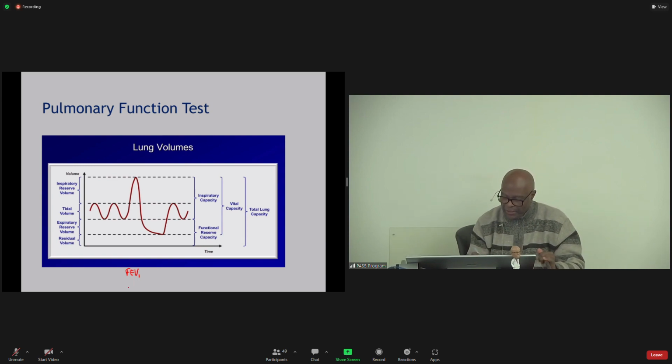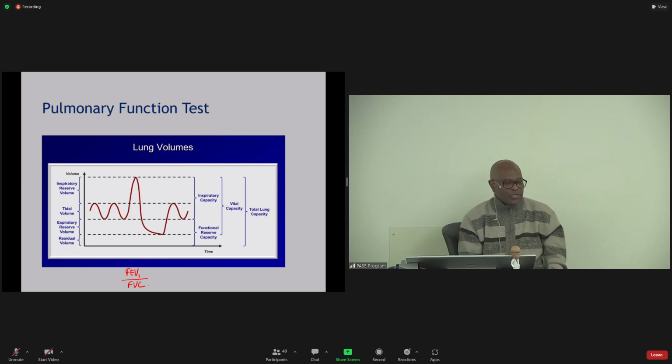Next one, forced vital capacity. It's all the air you can exhale if I give you all the time in the world. They just say you blow out into a tube. And then we set up a ratio, because both of them are decreased in every disease, just so you know. That's why you don't look at the numbers by themselves.